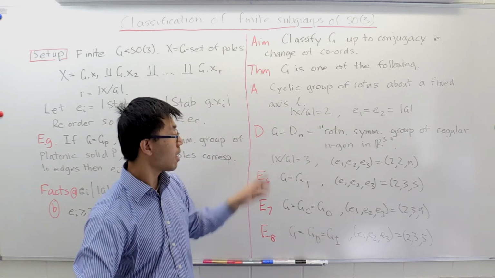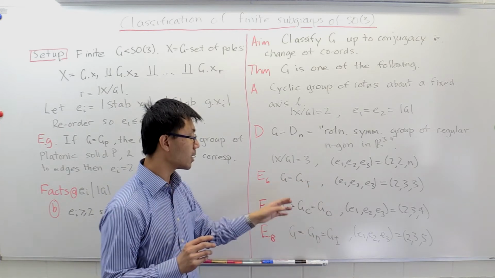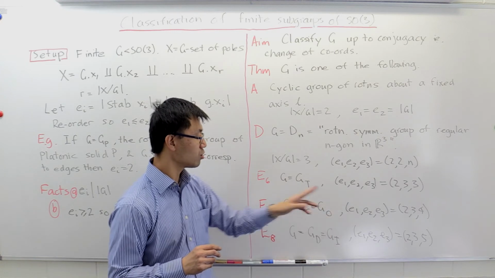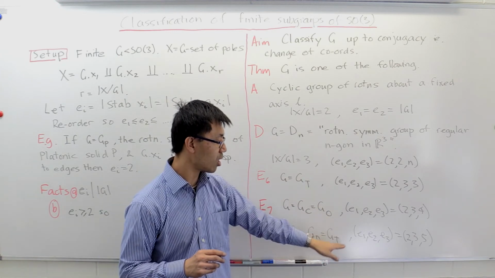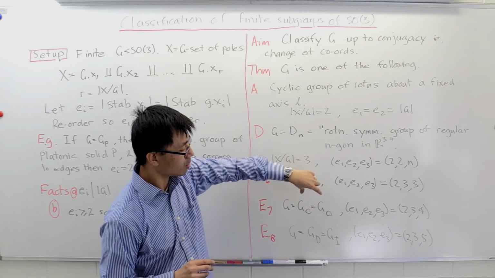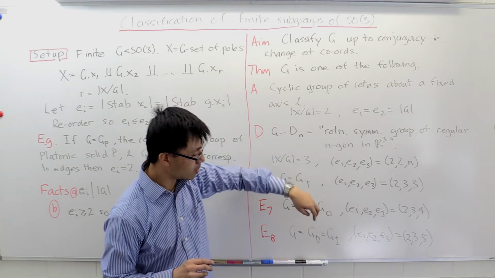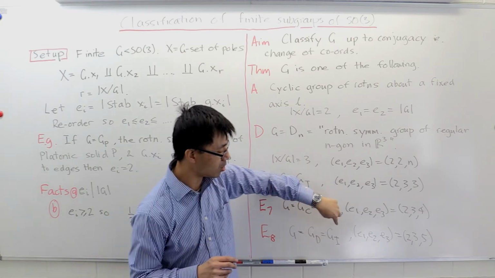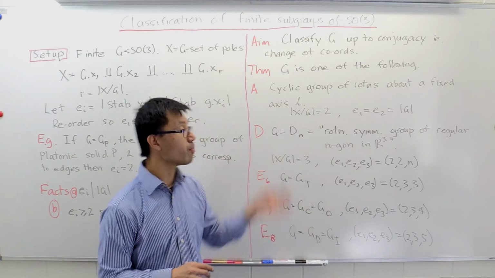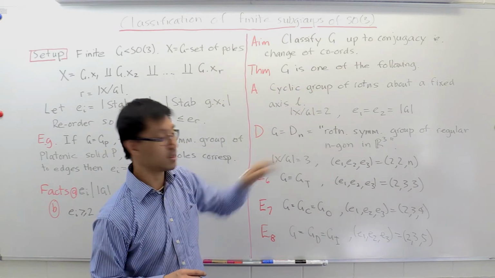And the last 3 possibilities we've seen before. Remember, the Platonic solids come in dual pairs. The cube is dual to the octahedron, the dodecahedron is dual to the icosahedron, and the tetrahedron is self-dual. And we saw that the rotational symmetry groups of the cube and the octahedron are the same, and similarly the rotational symmetry groups of the dodecahedron and the icosahedron are the same. And there's only 3 other possibilities than the infinite families that you find in types A and D.